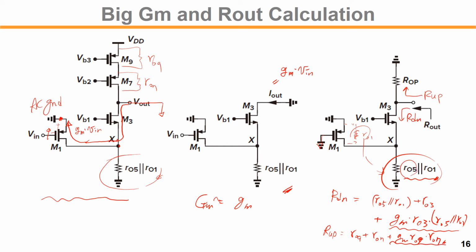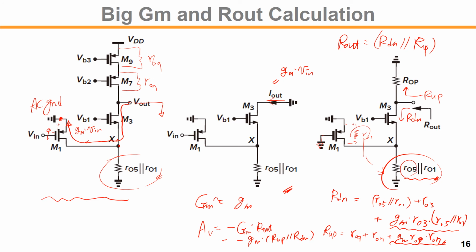So once we know that GM and R out, finally the R out is R down in parallel R up, right? So the AV is now what? So GM we found is going out of that, so minus big GM times R out, so minus GM times R out, so R up and R down, right? And that would be the output voltage gain.